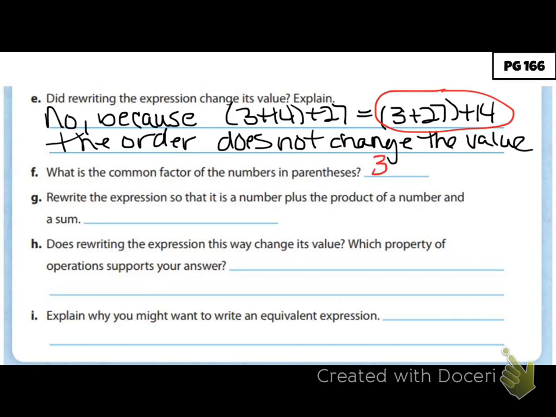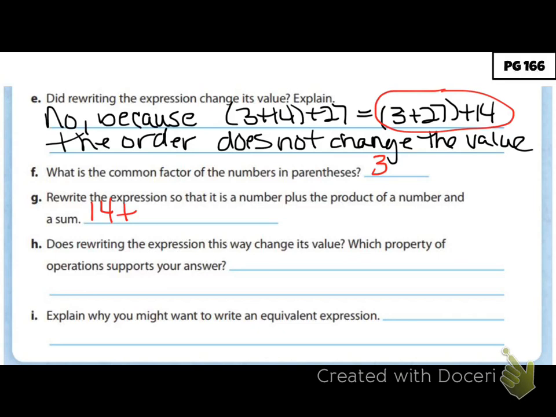So G says, rewrite the expression so that it is a number plus the product of a number and a sum. So that's a little confusing, so we'll just break it down a little bit. We're going to add our 14 here, and we're just adding it. It's staying separate from what's inside our parentheses. So now we're going to use the distributive property. We talked about this when we were dealing in Lesson 11 with our greatest common factors.